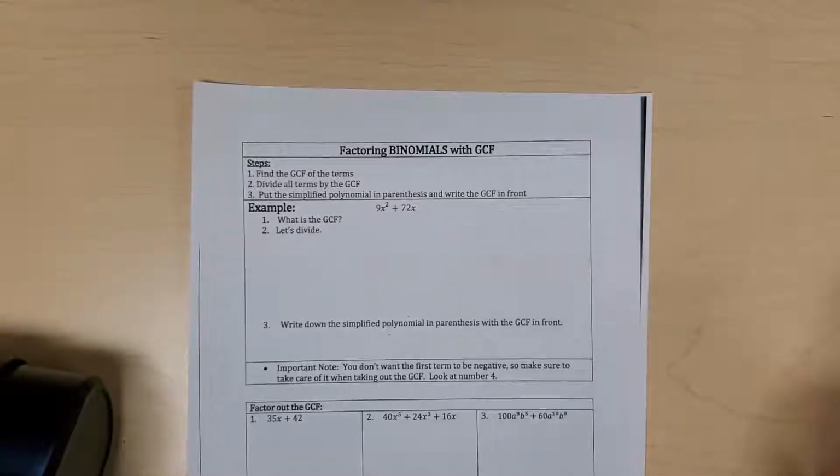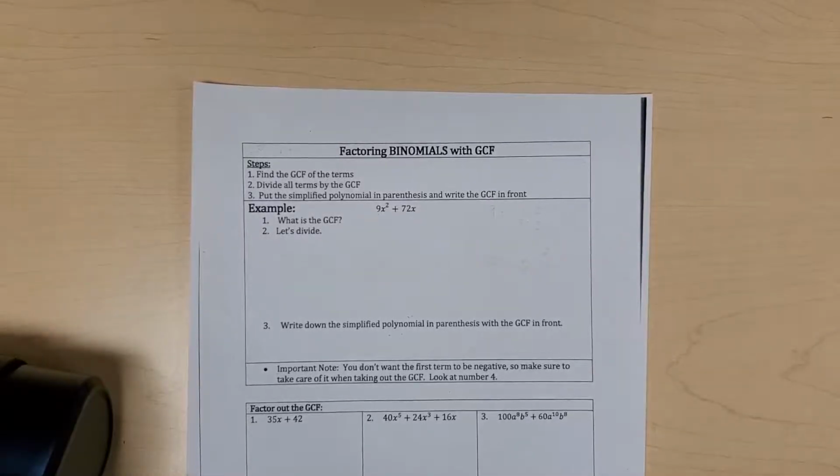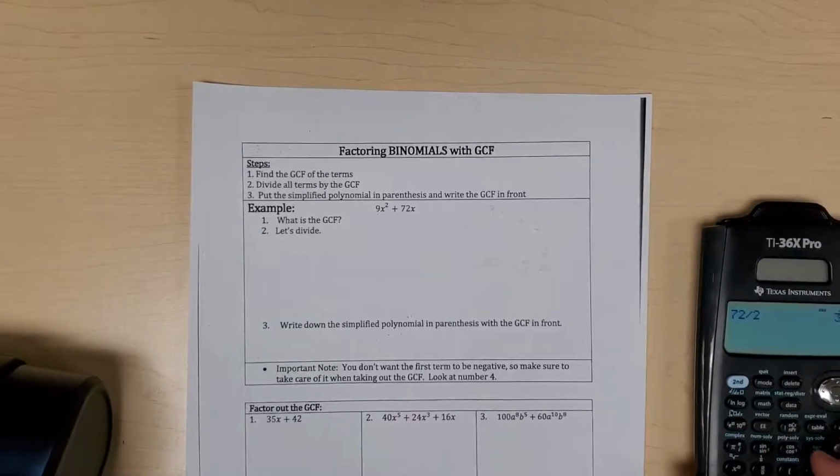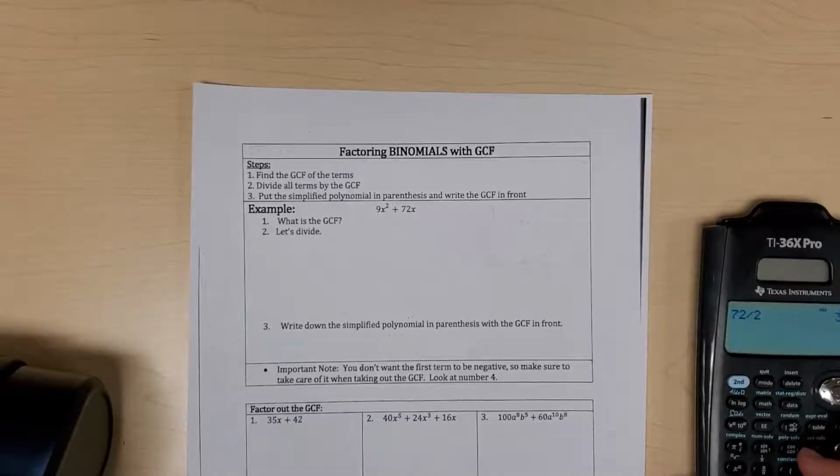Hey guys, in this video I'm going to show you how to factor binomials using GCFs, which simply means that we are going to use what we learned previously about finding GCFs of numbers and variables, and then use that to factor a binomial. Now remember, binomial means two terms. Alright, so there are three steps.